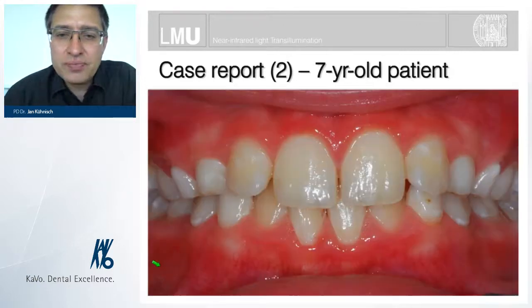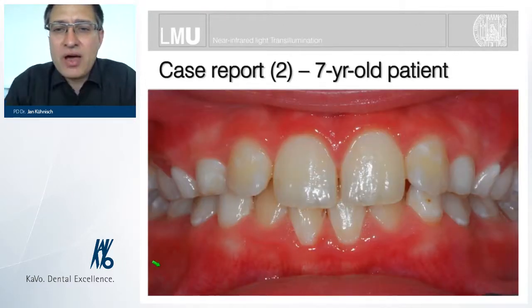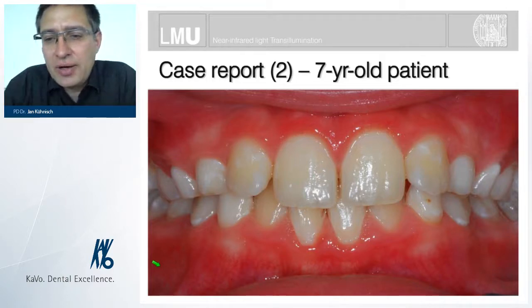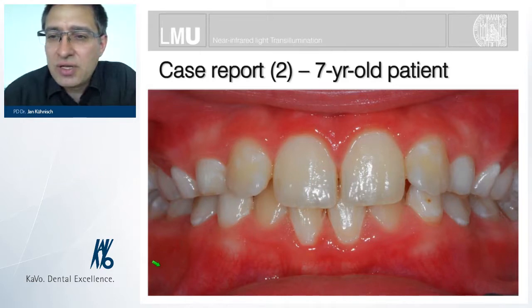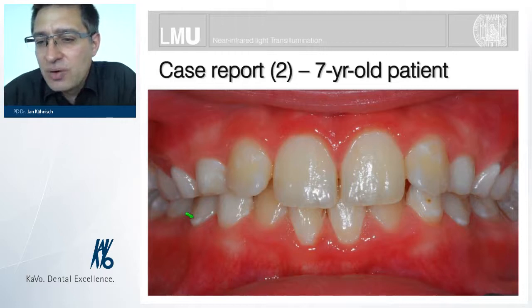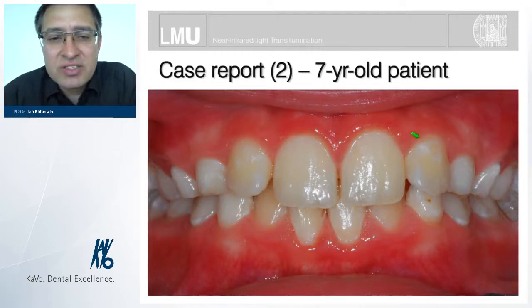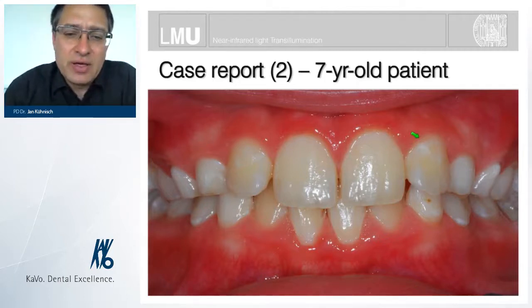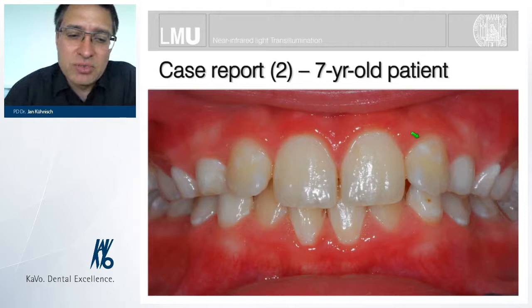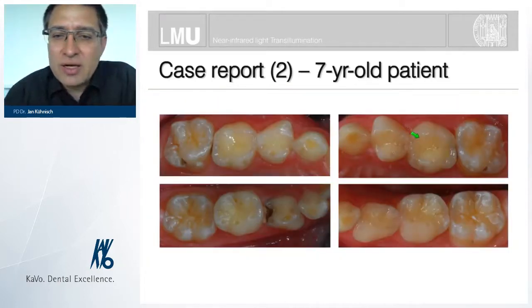In the next slide, we have a 7-year-old patient, and those who are familiar with children are seeing these white spot lesions nearby the gingiva, which is illustrating definitely a caries risk for this patient, and it means here we need additional diagnostic tools to investigate the proximal sides. In the next slide, you see the occlusal perspective.